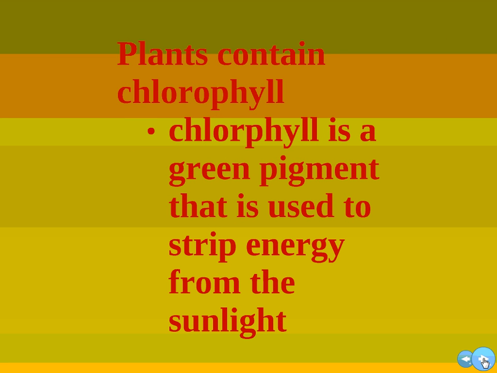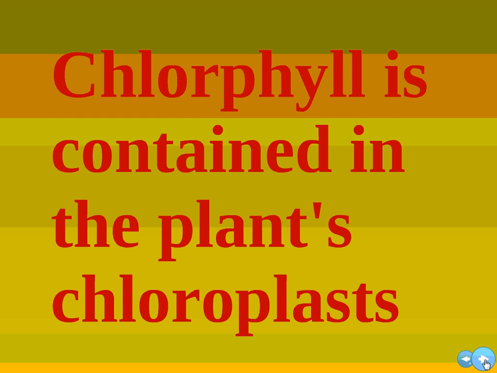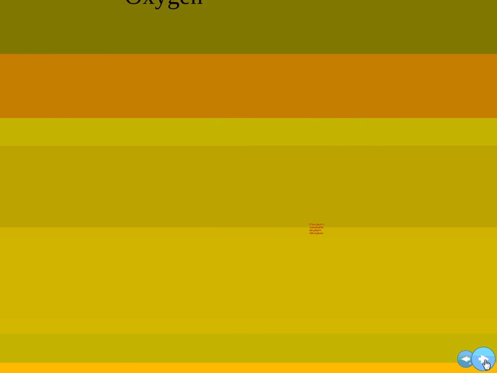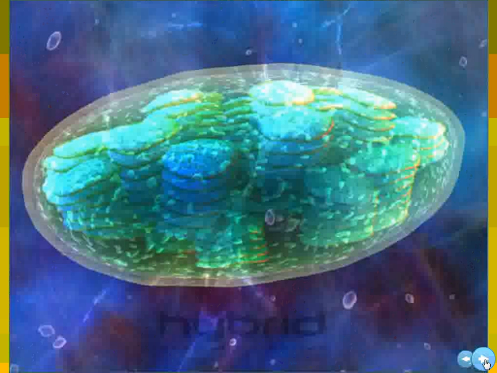Plants contain chlorophyll. Chlorophyll is a green pigment that is used to strip the energy from sunlight. Chlorophyll is contained in the plant's chloroplasts. Light enters the chloroplast, and through a series of reactions, energy is stripped from the light photons. And there's another picture of a chloroplast.